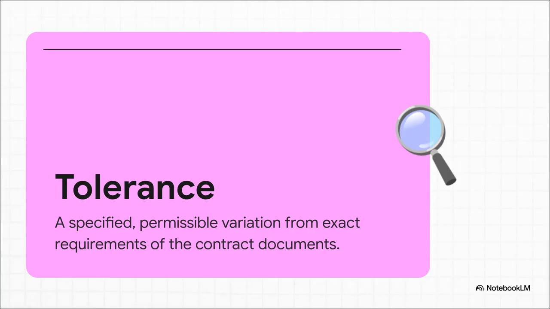The official definition you'll find in TM-101 calls it a specified permissible variation. So what does that actually mean? Think of tolerances as the official rulebook for a product. They spell out the acceptable plus or minus range for every important measurement, ensuring that even with those small natural variations, every piece will connect and perform exactly the way the engineers designed it to.